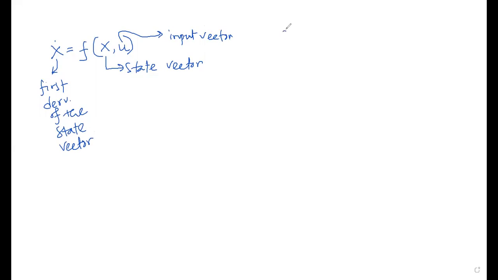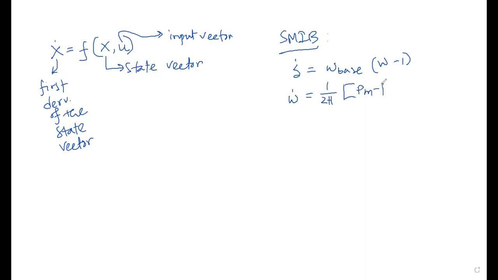And because that was a third order model, we actually had three equations, three first order ODEs like this. So we had omega dot equals omega base multiplied by omega minus 1. We had omega dot equals 1 upon twice H, PM, that is the mechanical input to our single machine infinite bus system, PT, that is the electrical output, and then we had some damping power. So this thing over here was the damping power PD.